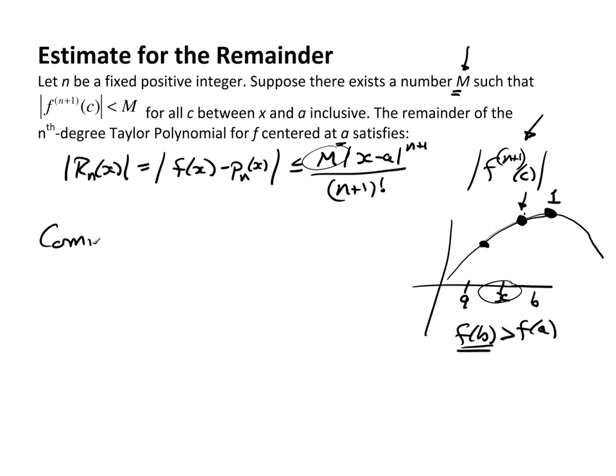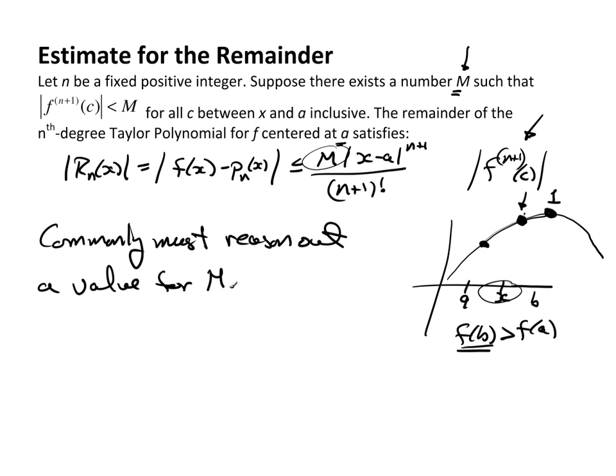So we commonly must reason out a value for m. Now, obviously, we could reason it out as being really big, which would be kind of silly. This would still hold true, but if we're going to use this, one thing we can do is figure out what value of n we need in order to get within a certain value.